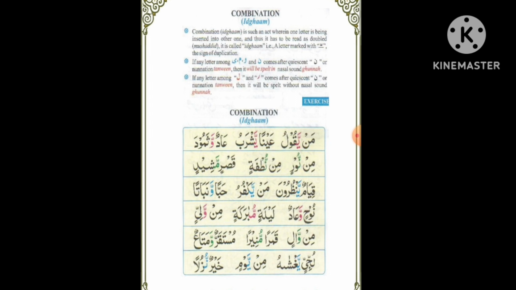As you can see that after mim zabar ma, it is given a quiescent noon. So the quiescent noon cannot be read by itself. It is dependent on the predecessor. So we have to read mim noon zabar man. But as you can see that the ya is bearing a tashdeed. So noon is also dependent on mim and ya is also dependent on mim. So what we do is we drop the first quiescent letter.